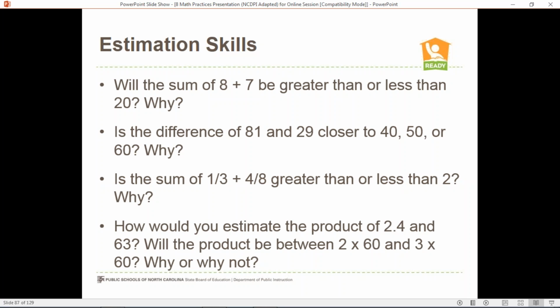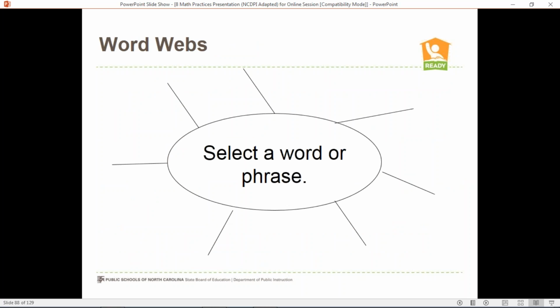Would the product be between 2 times 60 and 3 times 60? Why or why not? And again, estimation being a way to pull kids into precision that can certainly vary. We saw word web earlier with one of our math practices. And so we can use word webs here as well as a really quick way to look at math ideas and to focus in on math vocabulary.